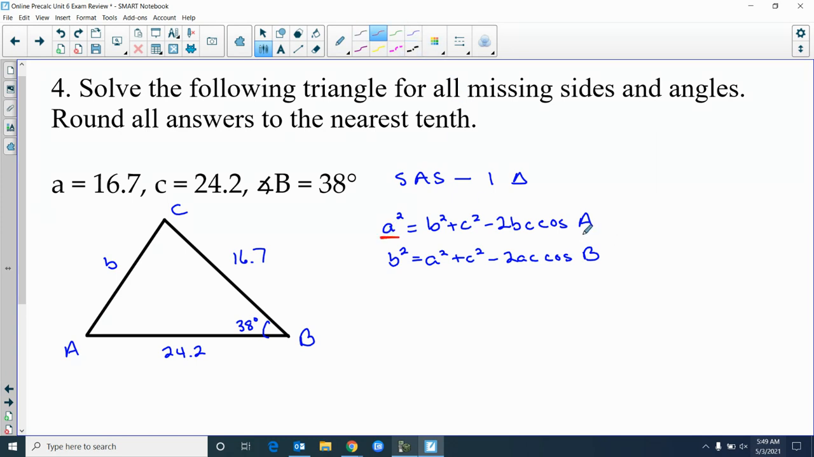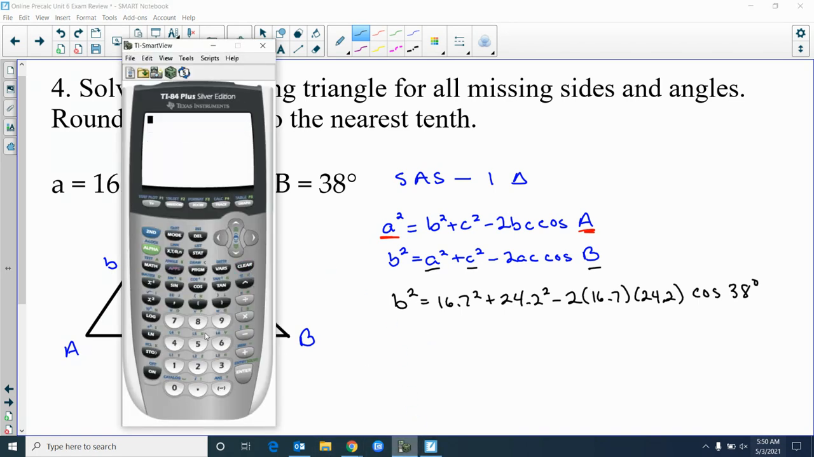So this side and this angle's got to match up. Well, when you're given a side angle side, these 2 are always going to be the 2 sides here, and this angle is always going to go here. I don't really think you have to memorize each case of the law of cosines. You just need to know how to use one of them. So for this case here, b squared is going to equal a squared, which is 16.7 squared, plus c squared, which is 24.2 squared, minus 2 times 16.7 times 24.2 times the cosine of 38 degrees.